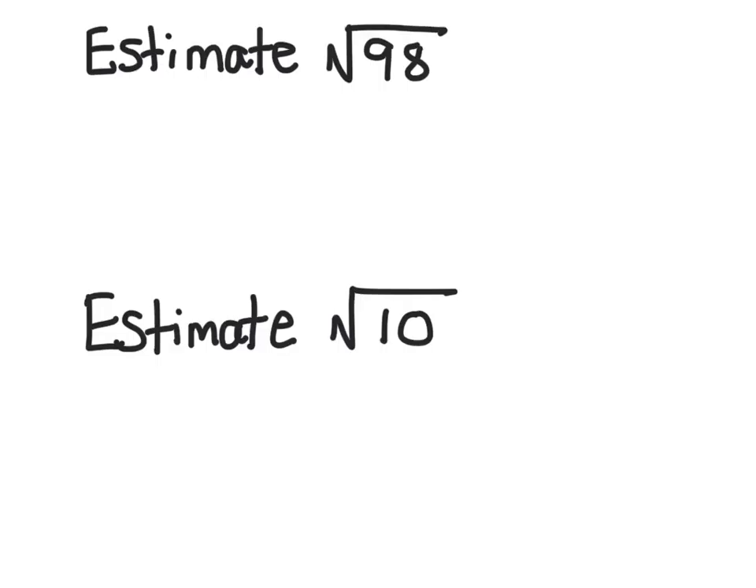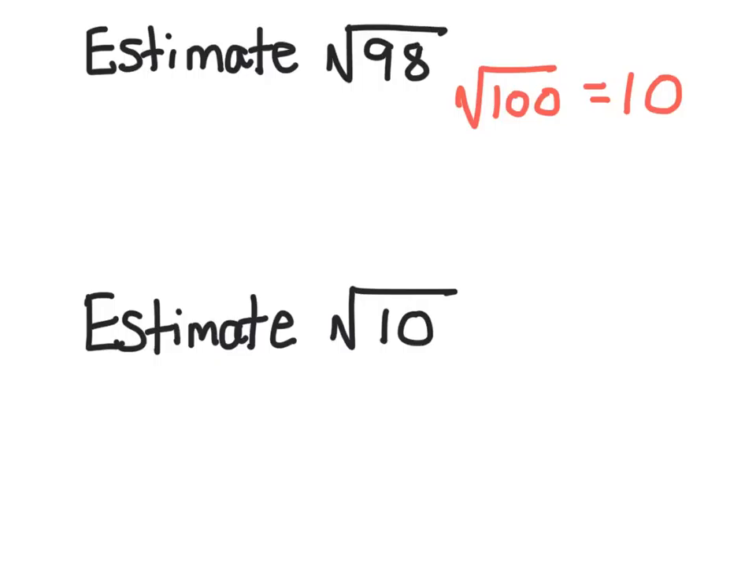Alright, so here we have some examples of numbers that are not perfect squares, but they're close. So whenever you have a number that's close to a perfect square, you can estimate its value because you know what the perfect square close to it would be. So for instance, here we have the square root of 98. So what I would do is find the 2 closest square roots that are perfect squares. So for instance, square root of 100 is very close to the square root of 98. The square root of 100 equals 10.